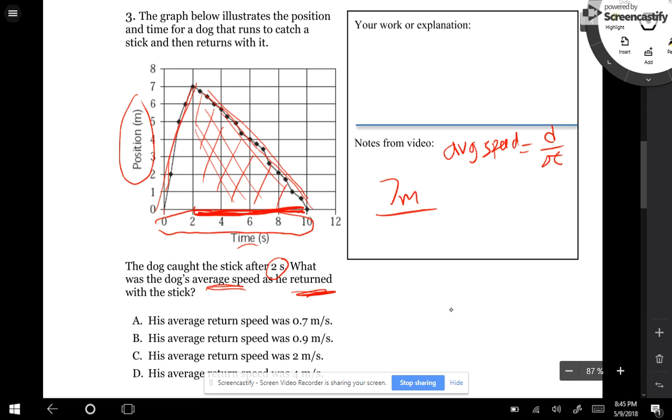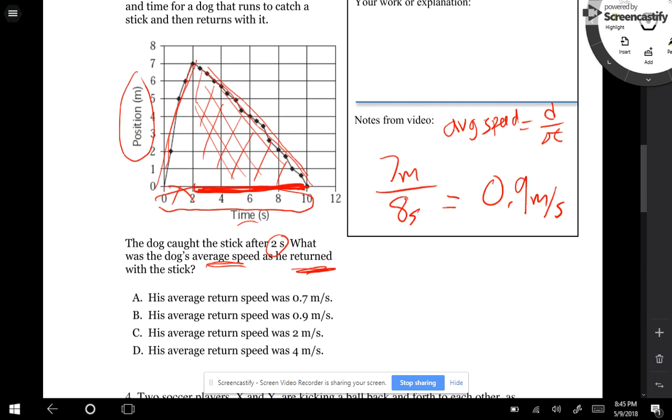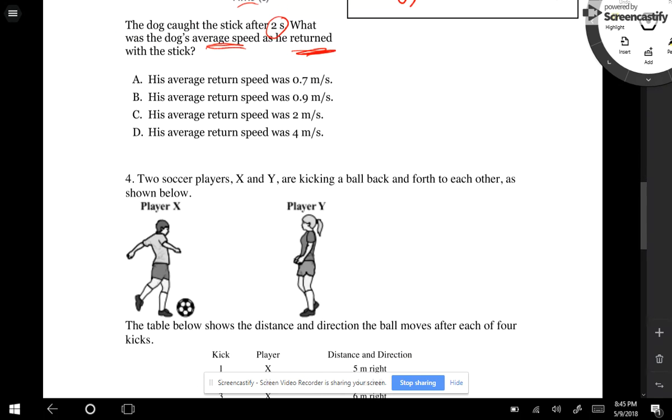And the amount of time from 2 seconds to 10 seconds, you should know, is 8. If you don't believe me, just do 10, take away the 2 seconds that don't count, you'll get 8. So you end up with 7 meters over 8 seconds, which gives you about 0.9 meters per second, which is answer B.